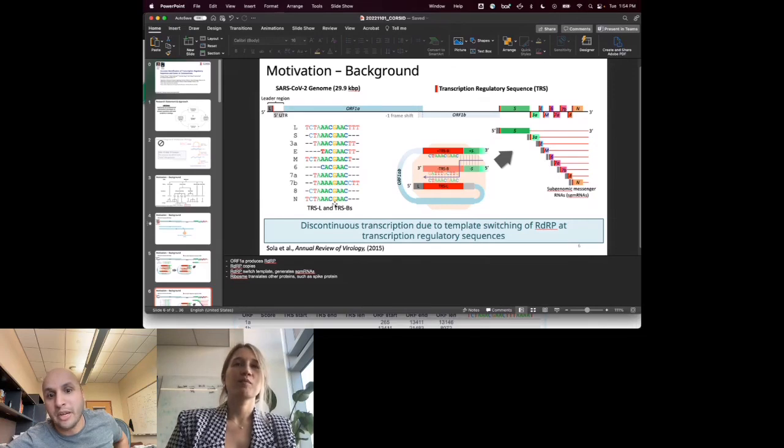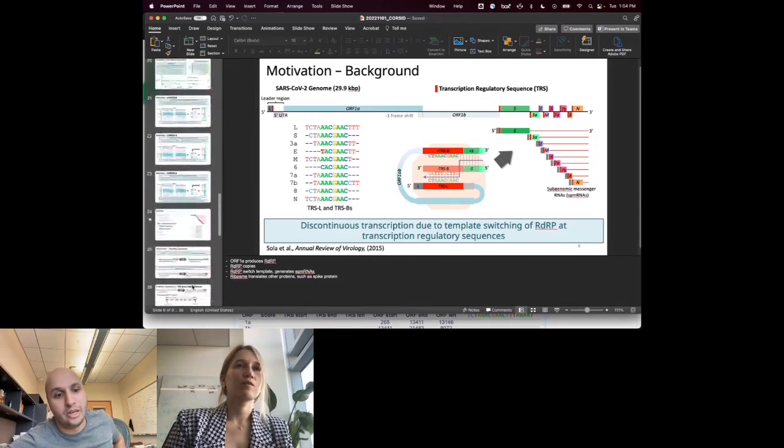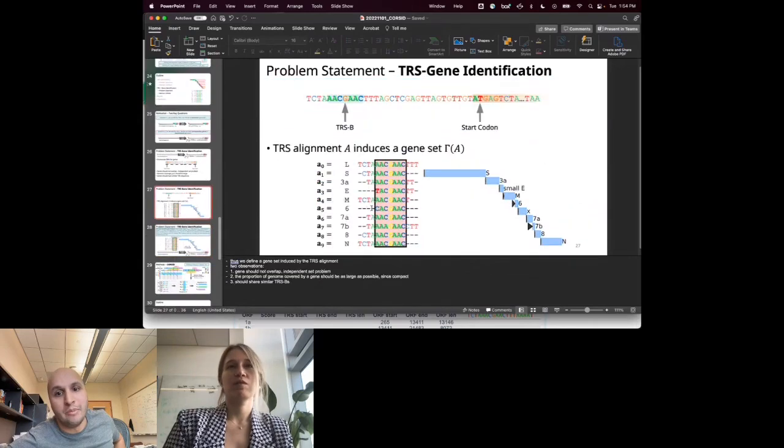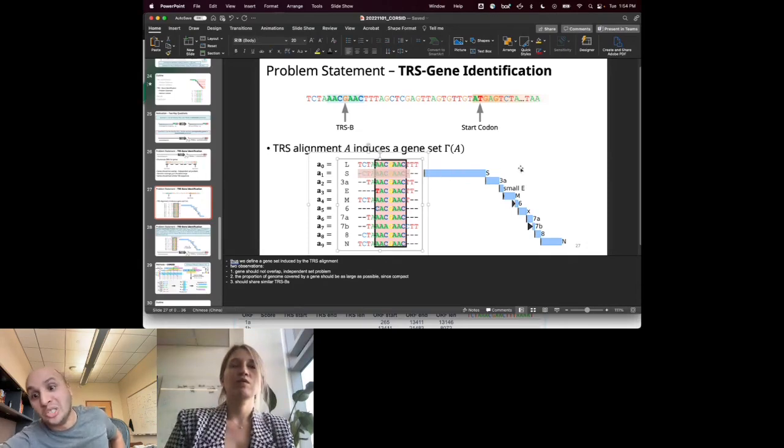That's something we don't incorporate in this. It's not part of the problem statement, but we could think about that. Right now, each TRS alignment induces a gene set, and each TRS-B gives you 1 gene, but it might be the case that there are actually 2 genes because of ribosomal leaky scanning. So that's another direction that should be explored.